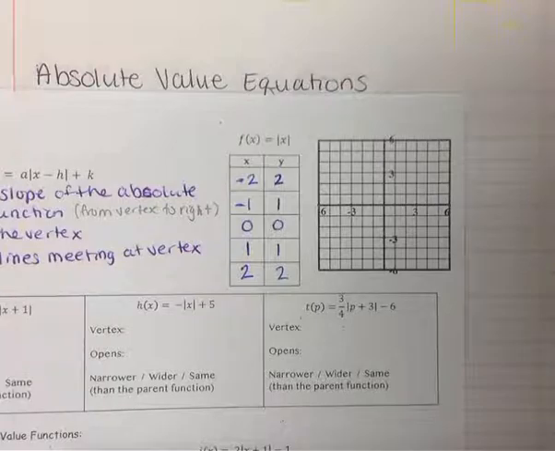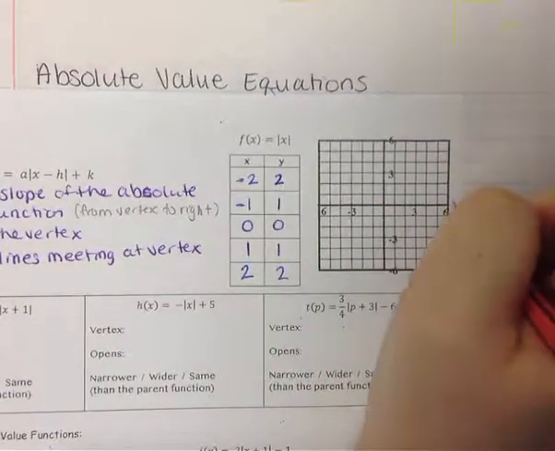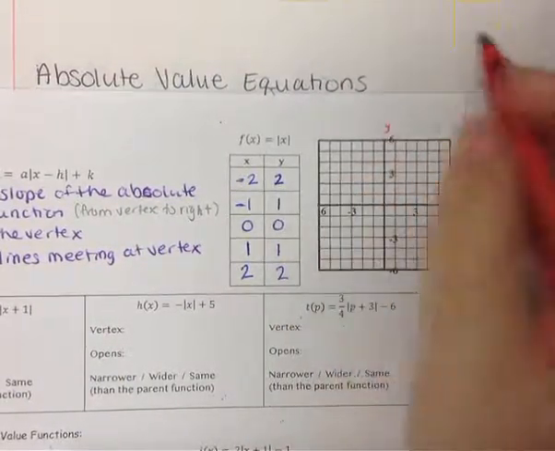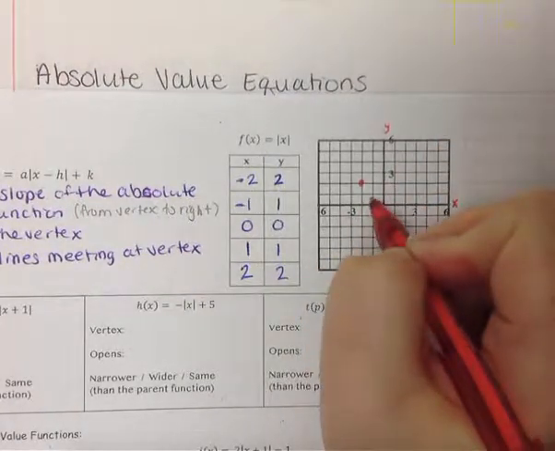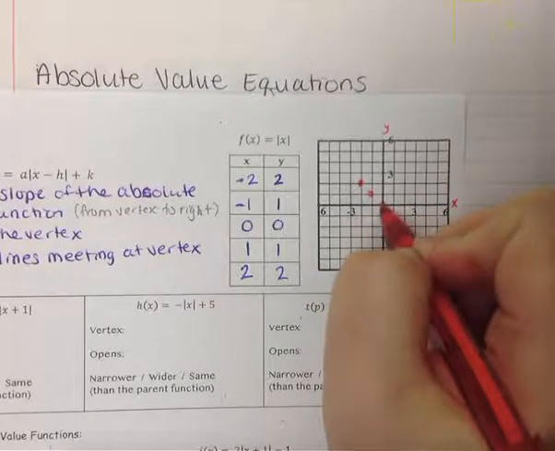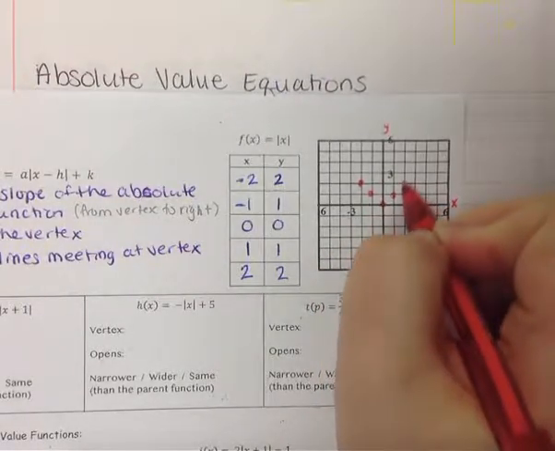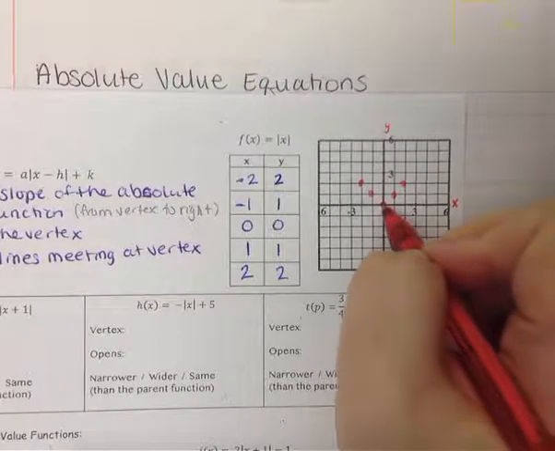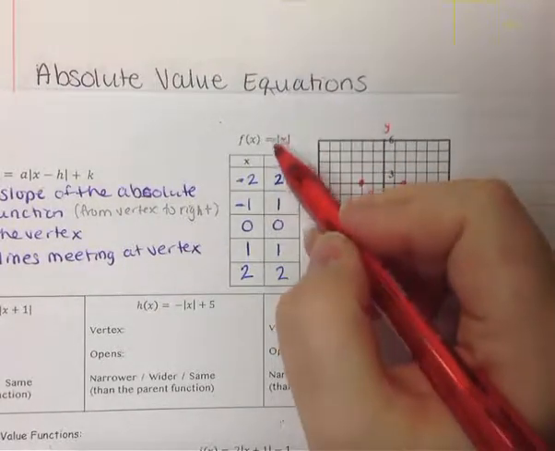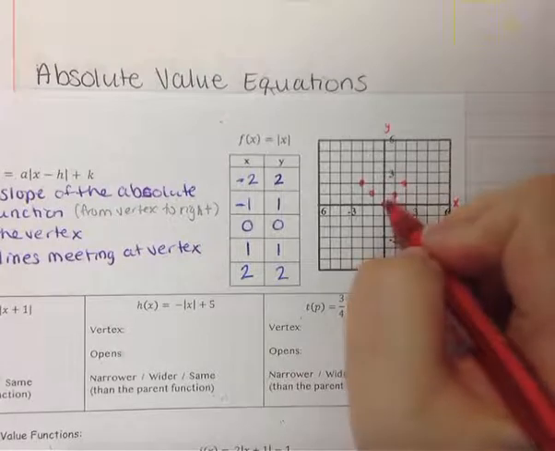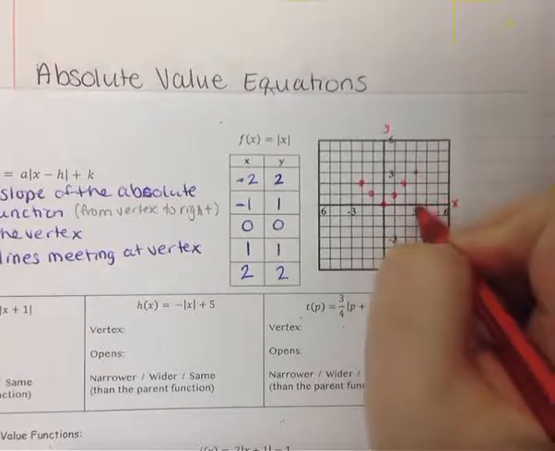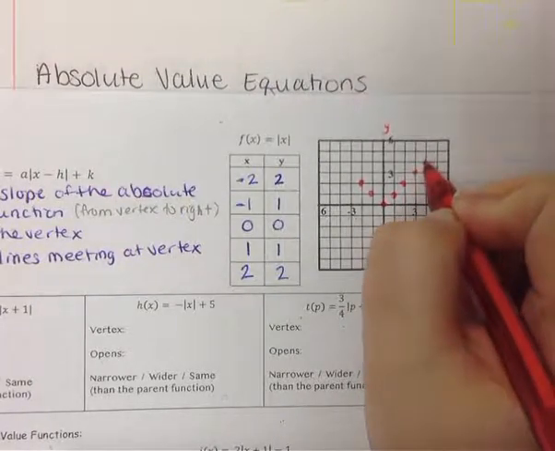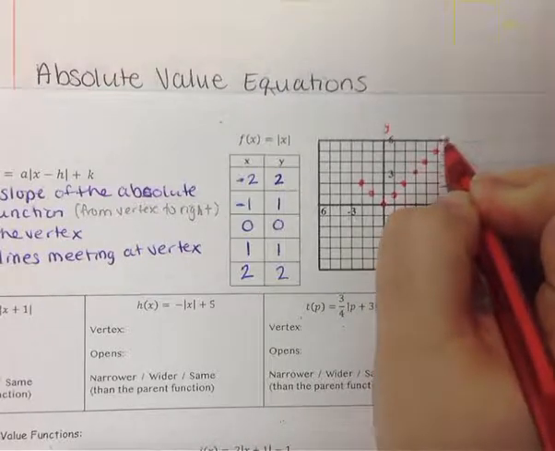So we have coordinates that we can graph. On our x and y axis, we have -2, 2; -1, 1; 0, 0; 1, 1; and 2, 2. Now, this is our vertex. Our A value here is 1, so our slope would be from the vertex towards the right. We would go up 1, right 1, up 1, right 1. We'd continue to go on, because the absolute value of 3 is also 3. Absolute value of 4 is 4, 5 is 5, 6 is 6.